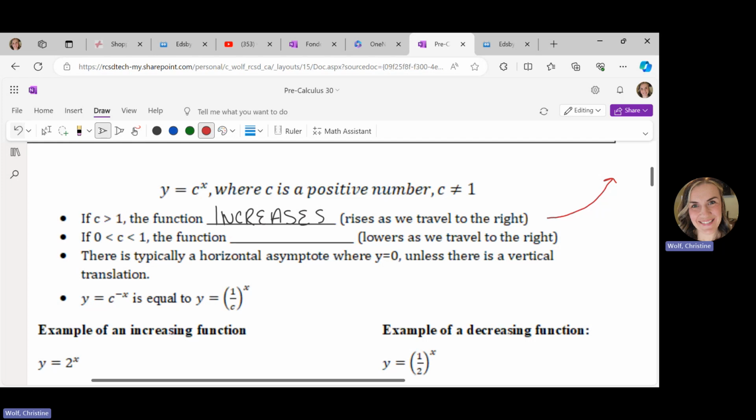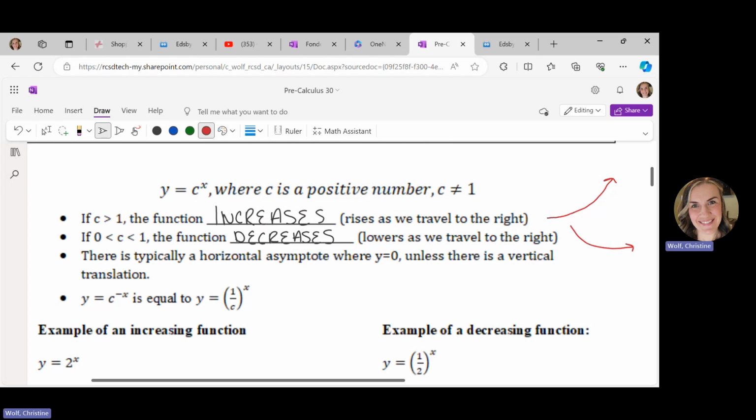So if it is between 0 and 1, in other words, if it's a fraction, essentially, okay? Usually it would be a fraction, like 2 over 3, something like that. The function decreases. And what that means is it lowers as we travel to the right. So it would look something like that. Okay?